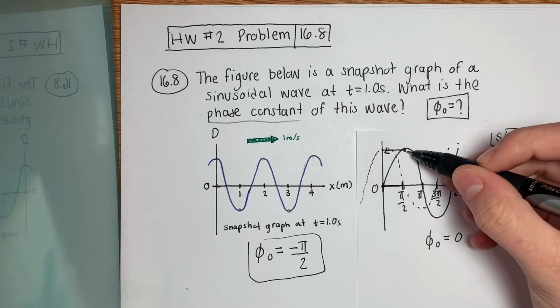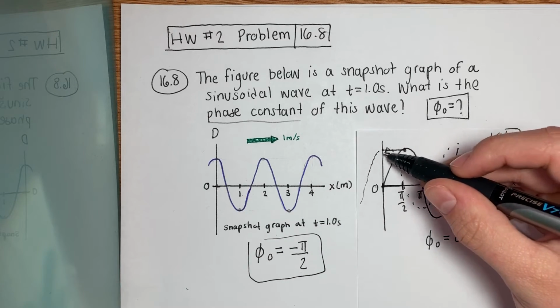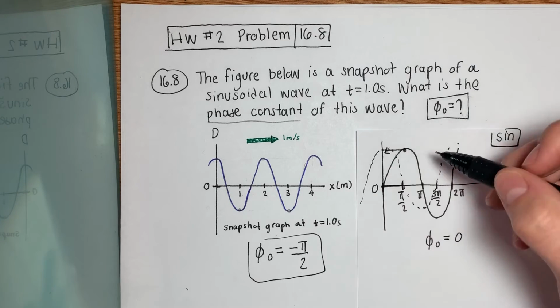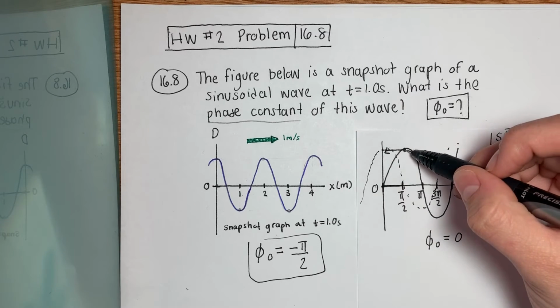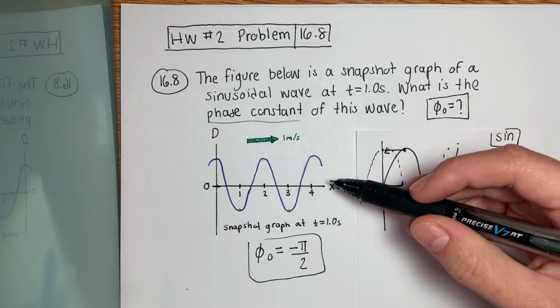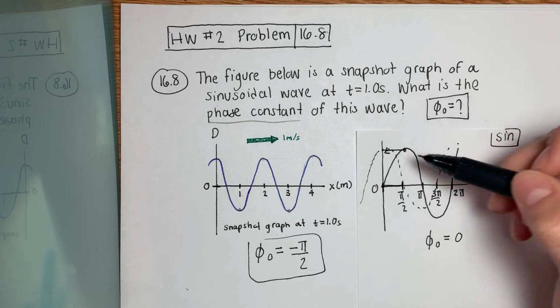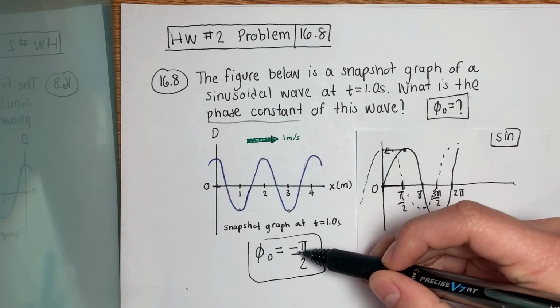because you shifted the regular sine graph to the left by pi over 2. That negative comes from the fact that you shifted it to the left. If you would have had to shift it to the right to give you the corresponding graph, then it would have been pi over 2, but since you shifted it to the left, it's negative pi over 2.